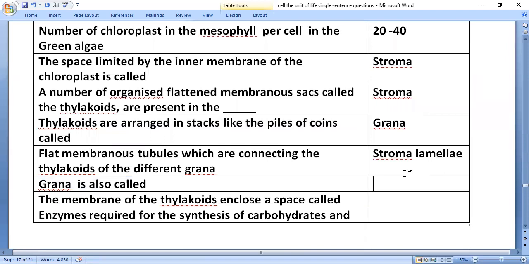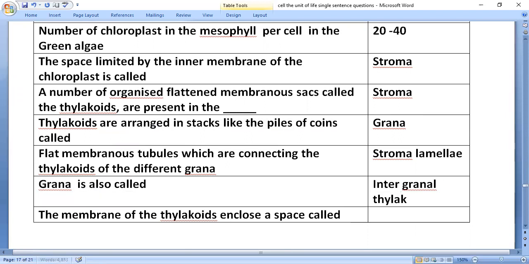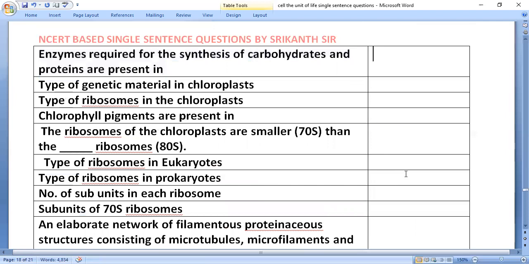Grana is also called intergranal thylakoids. The membrane of the thylakoids encloses a space called lumen. Enzymes required for the synthesis of carbohydrates and proteins are present in the stroma of chloroplast.